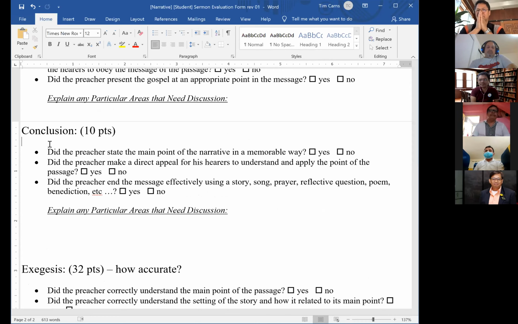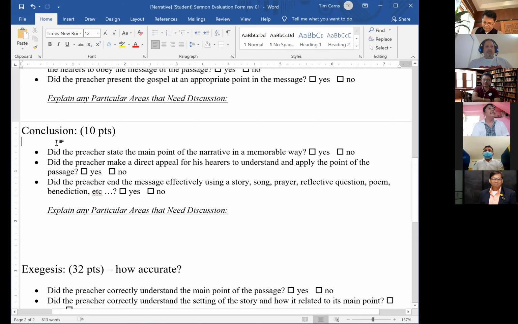What I decided to do today, I just wanted to cover the sermon evaluation form so that when you get your feedback from your sermons, I can show you what I'm looking for so that hopefully my comments will make a little more sense. I should have probably done this earlier, but I didn't have time last week. So you can still apply these things to the next one. And I'm recording this so everyone can take a look later if they want.